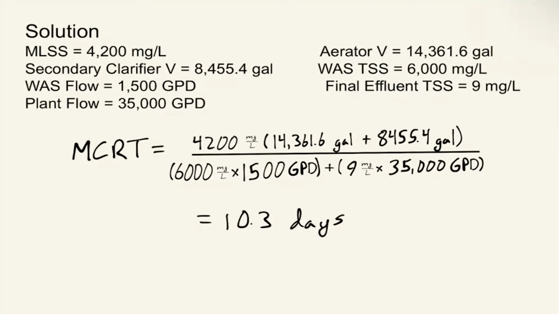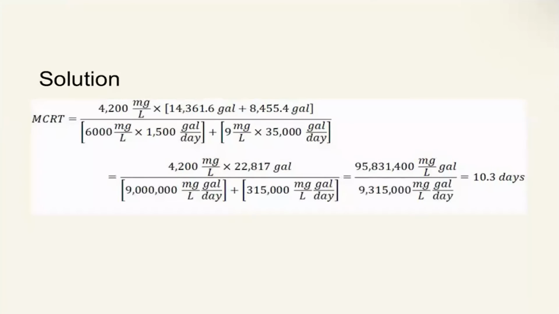And again, this is within that 3 to 15 days suggested MCRT for an activated sludge process. And again, we went ahead and worked out the problem in advance. And you can see that we got the exact same answer, 10.3 days. And that wraps up our second problem. And we'll move on to our third now.